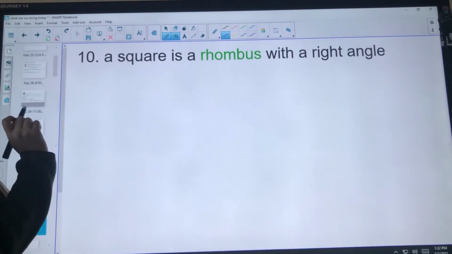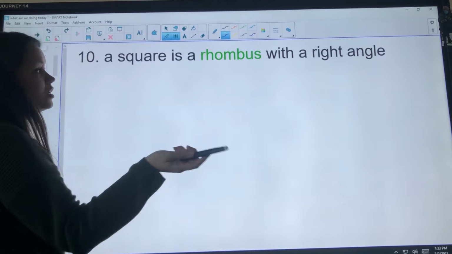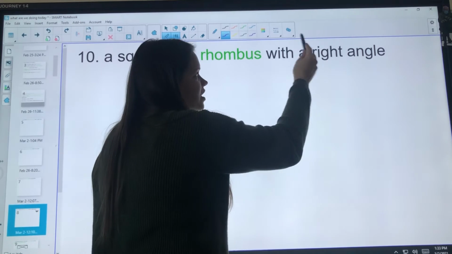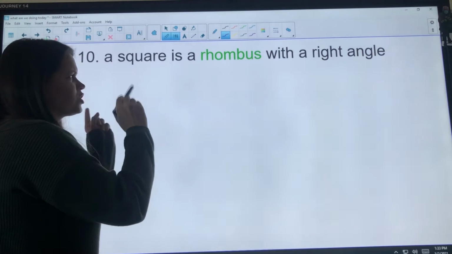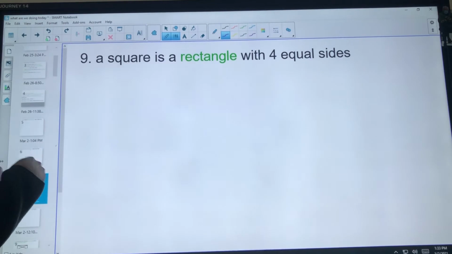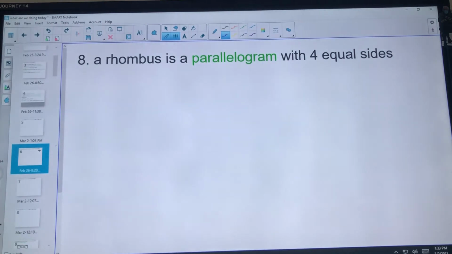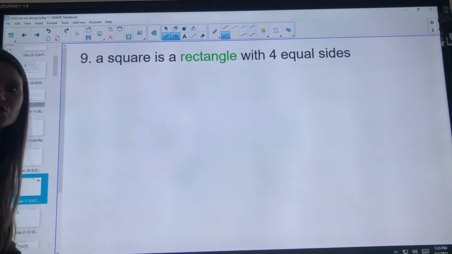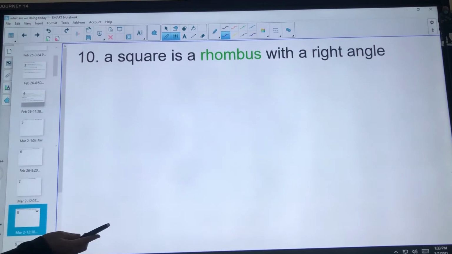All right, a square is also a type of rhombus because remember a rhombus was a parallelogram with 4 equal sides. So squares also have 4 equal sides, but if a rhombus has a right angle, it is now even more special and is a square. A square is a rhombus, but a rhombus is not a square. And a square is a rectangle, but a rectangle is not a square. And all 3 of them are a type of parallelogram. So a square is everything. A square is a rectangle, a square is a rhombus, a square is a parallelogram, a square is a quadrilateral. Squares are super special.